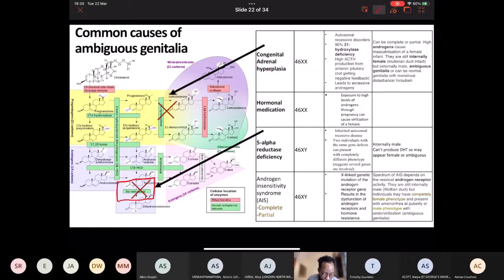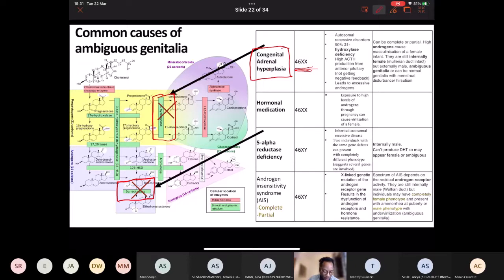Common causes of ambiguous genitalia, one that you should know if you don't remember any of them, is congenital adrenal hyperplasia. That is probably the most common cause of ambiguous genitalia. Note that ambiguous genitalia is the external expression of the genitalia. So let's look at this case where you have 46XX with 21-hydroxylase deficiency. I'll go over that in a minute.